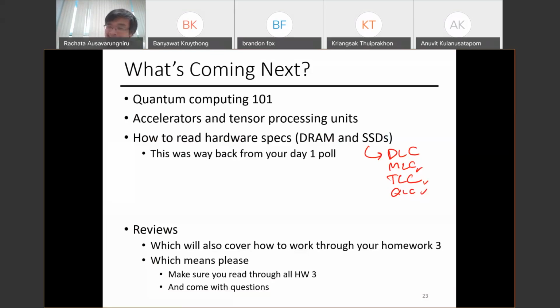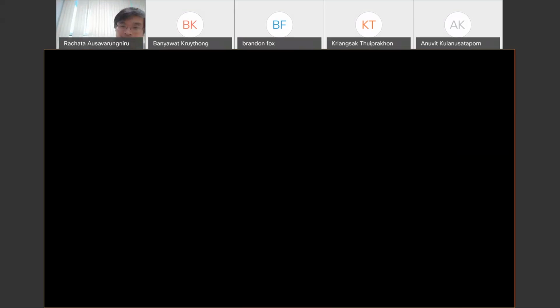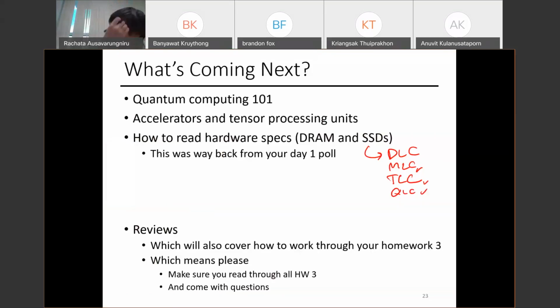Anything else that you want me to cover? One more thing I kind of want to cover: has anyone heard about the Tesla self-driving car chip? There are also specific accelerators for self-driving cars. I'll talk about that as well.